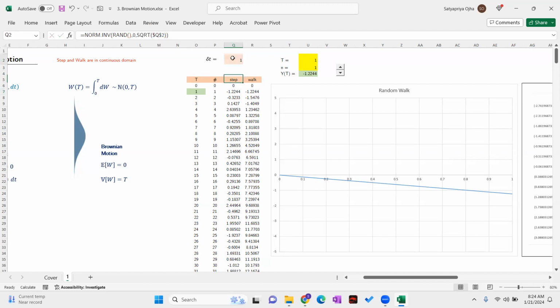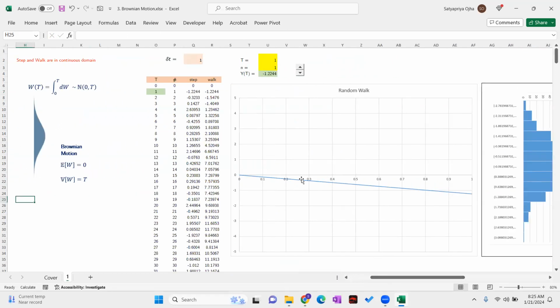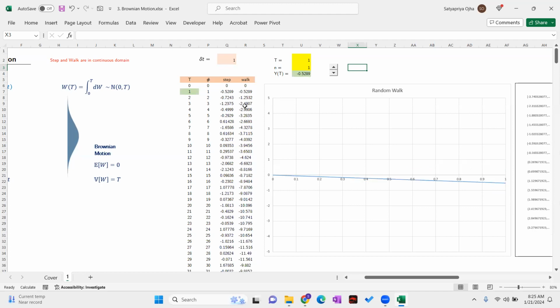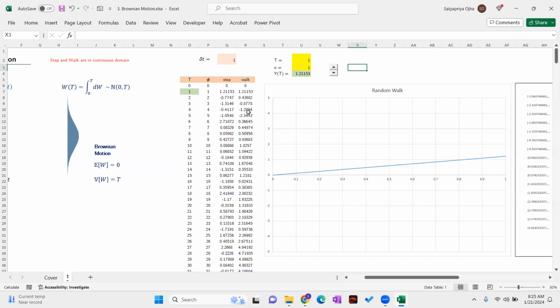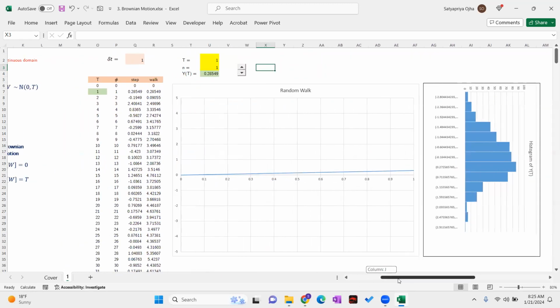Please remember, right now dt is 1 because t is 1, n is 1. So dt is 1. The standard deviation is square root of dt because the variance is dt. See, variance is dt, standard deviation is square root of dt. Please remember that. Using those parameters, I am simulating the steps, and the walk is just the running sum of the steps, right? And what are the possible values you see after time capital T? Right now, I see this value. That's fine. I can do another run maybe. I see this value. It is completely continuous. It's taking all kinds of values. See? All kinds of values. This is the animation, and this is the histogram.